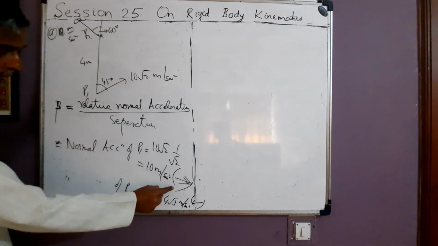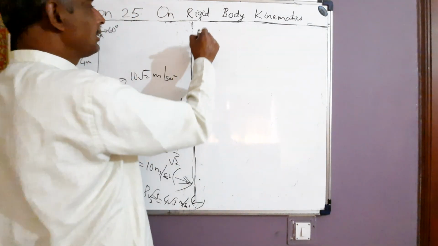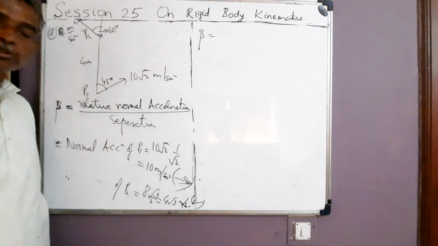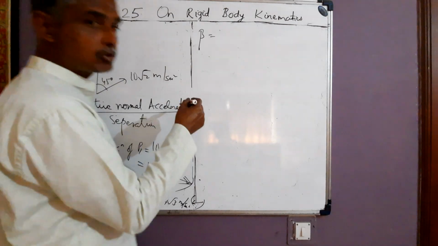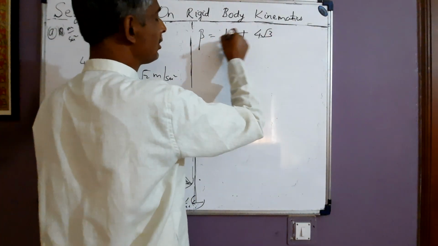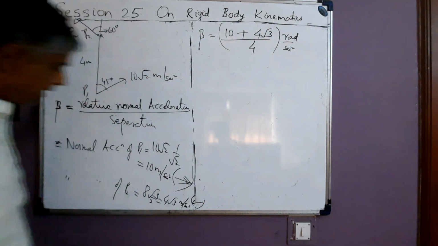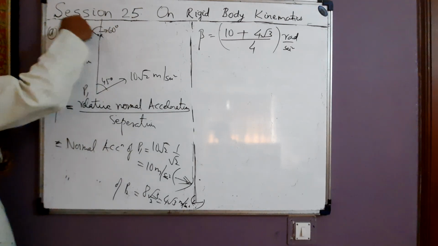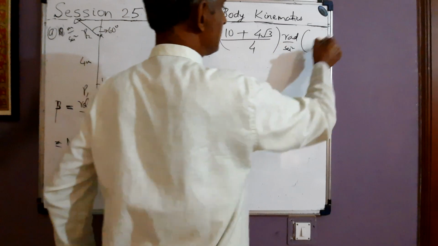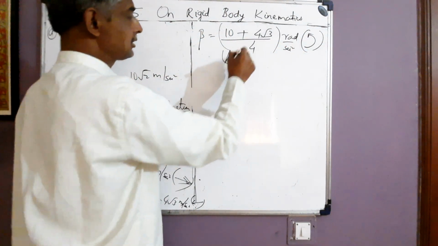Now these two normal accelerations are in opposite direction. So from the theory of relative acceleration between two moving points, the relative normal acceleration will be the sum of these two normal accelerations, since they are in opposite direction. So beta is (10 plus 4 root 3) by 4 radian per second square, and this should be in anti-clockwise sense because normal acceleration of P2 is left and normal acceleration of P1 is right. So the resultant is anti-clockwise. This is one answer to the question.